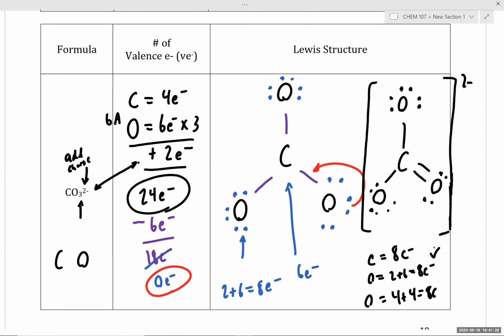Does everyone see how when we run out of electrons and we don't have any more lone pairs to give, we take a lone pair on one of our atoms and we convert it into a double or triple bond? Does that make sense?